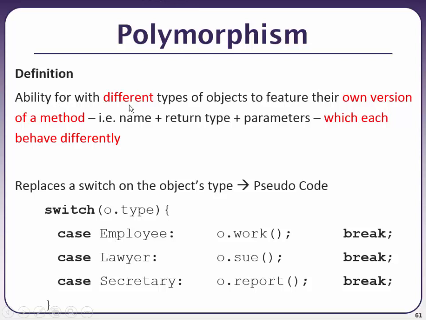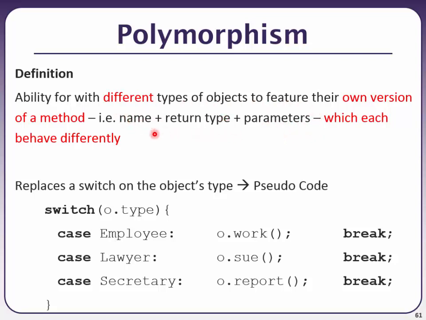So, the definition of polymorphism. This is the ability for different types of objects to feature their own version of a method. So what defines a method? Keep that in mind, okay? This is the name of the method, the return type, if there is any, if this is not void, okay? And the list of parameters, which means the name of the parameters, the order in which they are presented, the data type of each parameter. Okay, so that's what identifies a method.